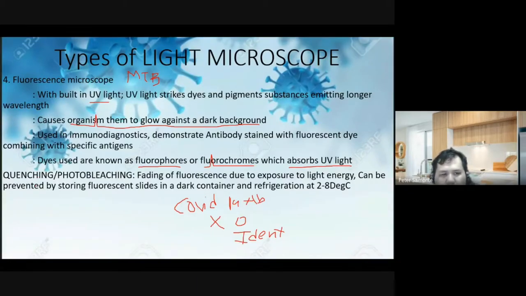So what we do, whenever we read the slides, we turn off the light. We turn off the light in the entire room to prevent quenching. It makes it easier since the microscope has its own light source.